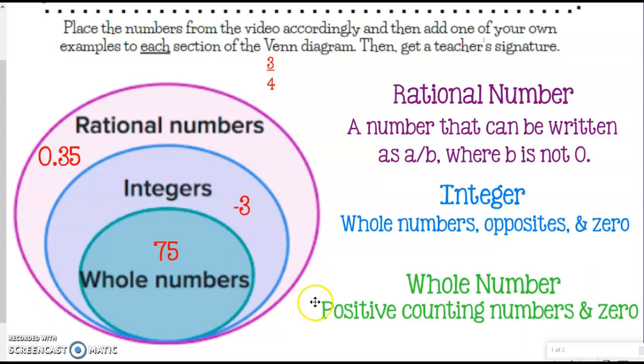It's not a whole number because it's not a positive counting number. But it is an integer because it's the opposite of a whole number, and that is what an integer is, so it's also a rational number as well. And the last one, 3/4, will just be a rational number because it's not a whole number, it's not an integer, it is just a rational number because it's a fraction.